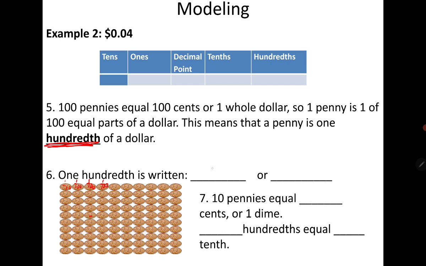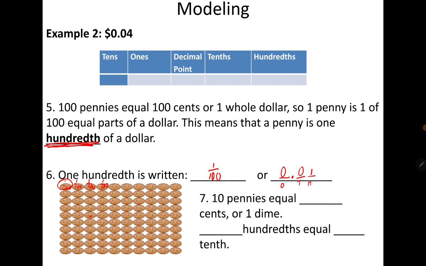Remember, as a fraction, we write 1/100th as 1 over 100. As a decimal, we've got our 0 in our ones place. We put a 0 in the tenths place because we've only got 1 penny, so that's not a full tenth. And then we put our 1 in the hundredths place.